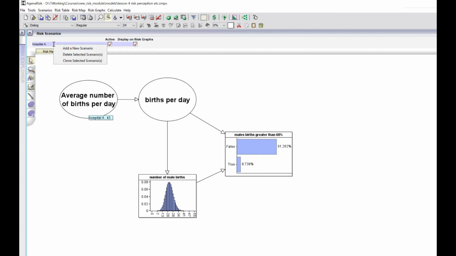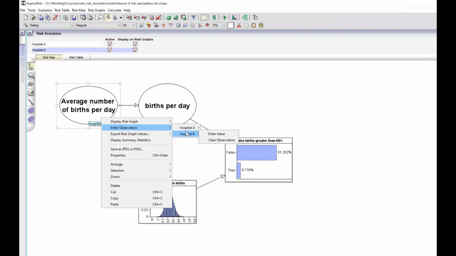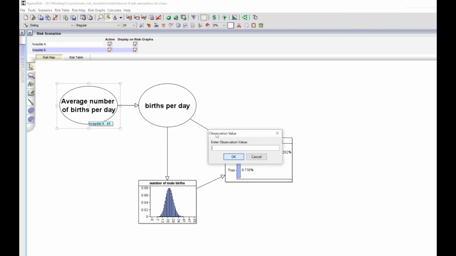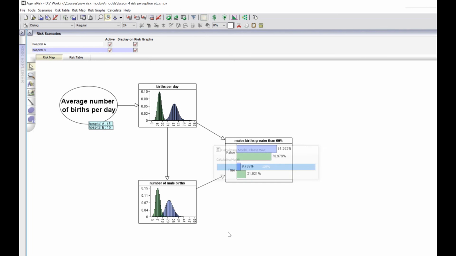So what we're going to do here is add a new scenario. We'll call this Hospital B. And we're going to enter a value here, which is 15, the smaller hospital. Let's bring this up. Now, when I run the model, we're going to see both scenarios. So there's our Hospital A, and there's our Hospital B.